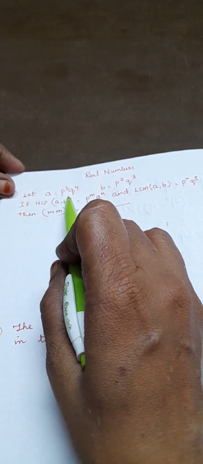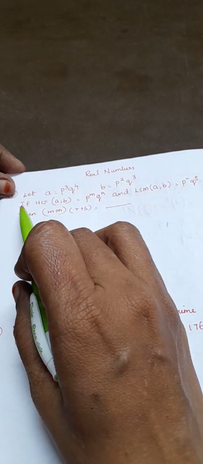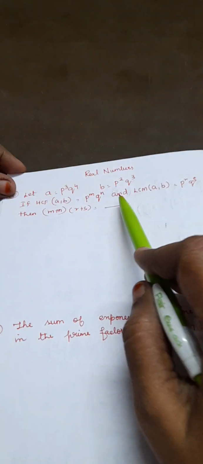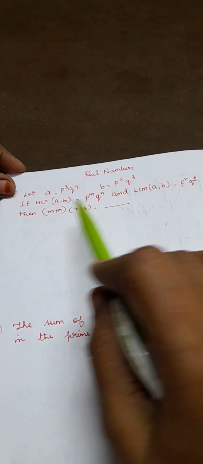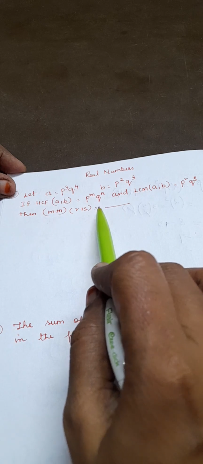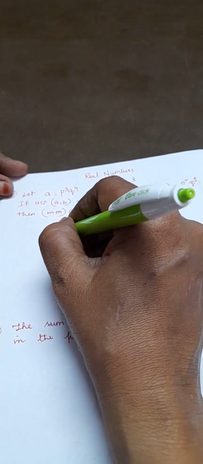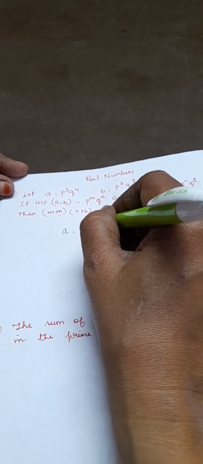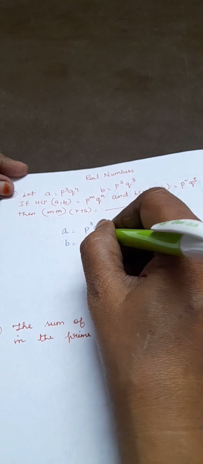Let A equal to p cube q power 4, B equal to p square q cube. If HCF of A and B equal to p power m q power n and LCM of A and B equal to p power r q power s, then (m plus n) into (r plus s) equal to what? Actually first you take A equal to p cube q power 4 and B equal to p square q cube.